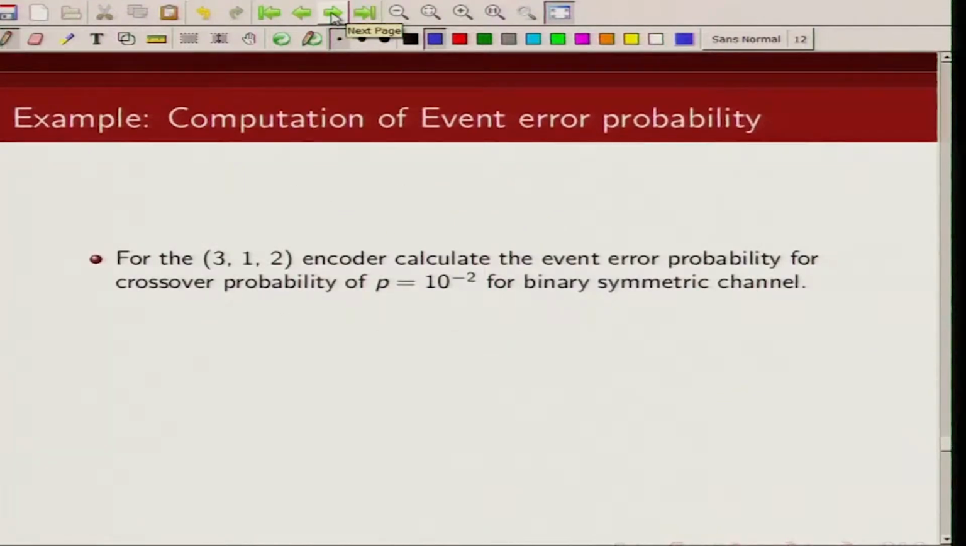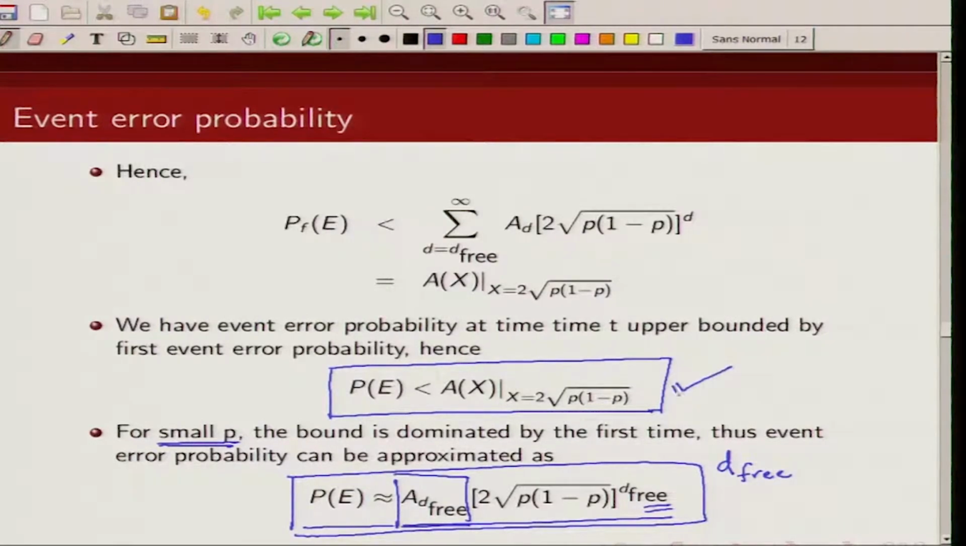So, let us consider the same encoder that we have considered. It is a 3 1 2 convolutional encoder, it is a feed forward encoder, and what is given to us is the crossover probability, which is 0.01. You are asked to compute what is the event error probability. Now, we know the expression of event error probability, the bound on event error probability, that is given by this expression. And in this particular example, p is very small, p is 0.01. So, we can get the approximate expression of event error probability from this.